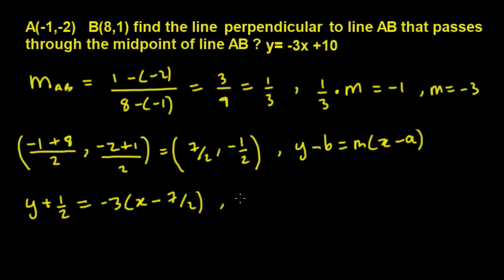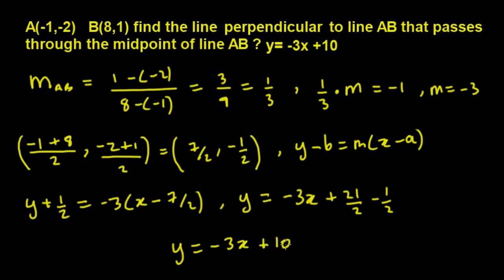Now we just transpose this equation. y is going to equal, multiplying this out, minus 3x, and minus times minus is a plus, so plus 21 upon 2, and we have our plus half here. When we take it across, it becomes minus a half. So finally, y equals minus 3x, plus 21 over 2 minus 1 upon 2, which is plus 20 upon 2, and 20 upon 2 is plus 10. So here is our final answer, and that's the same as the answer we have above.